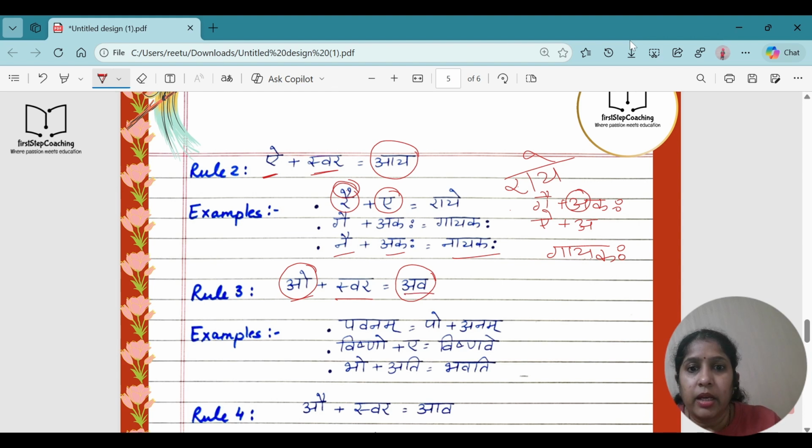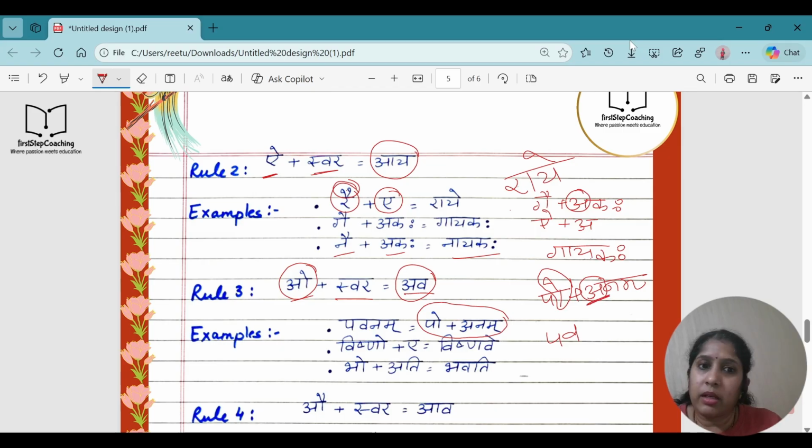So if you have like this one, po plus anam, po plus anam. So o ki matra is there and the second word is starting with a. Correct? So o is there, so chota o is there, so it should become pav, right? So pa plus a will become pav, and va will take this matra a only, so it will remain a only, and then nam as it is. Correct? So it will become pavanam.